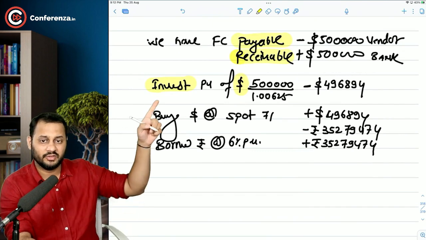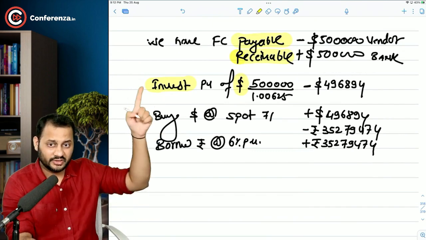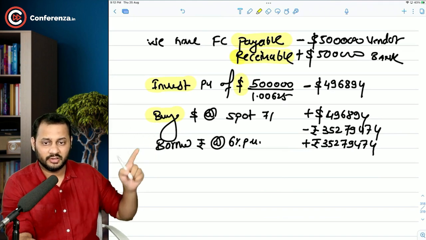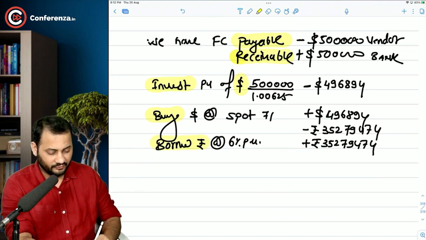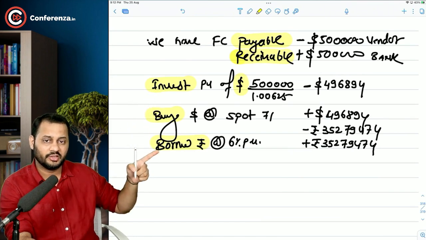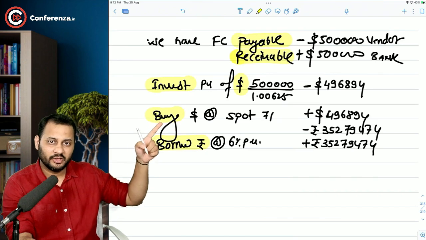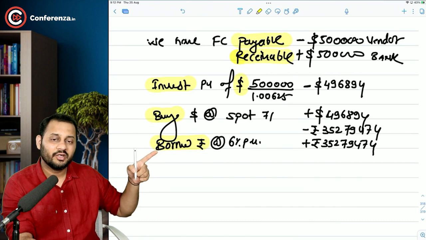For that purpose, you will have to invest. Before investing, you will have to buy those dollars. And if you are buying the dollar, you will borrow rupees. See, investing the dollar, borrowing the rupees. Exact opposite. In order to buy the dollar, you will have to make the payment in rupees. And that rupees will come only after you borrow it.